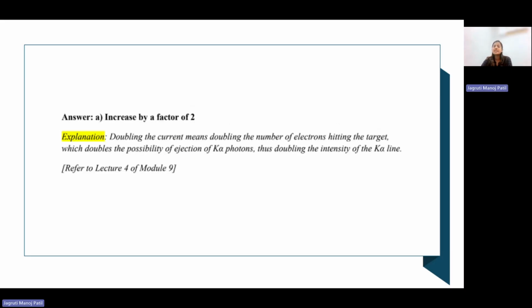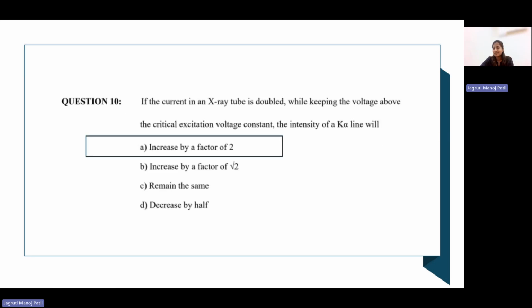So here it is increased by a factor of 2. Doubling the current means doubling the number of electrons which are hitting, which doubles the possibility of ejection of K alpha photons, thus doubling the intensity of the K alpha line. Okay, I guess many of you thought it remains the same, but of course it doubles. I just said the answer at the first point.